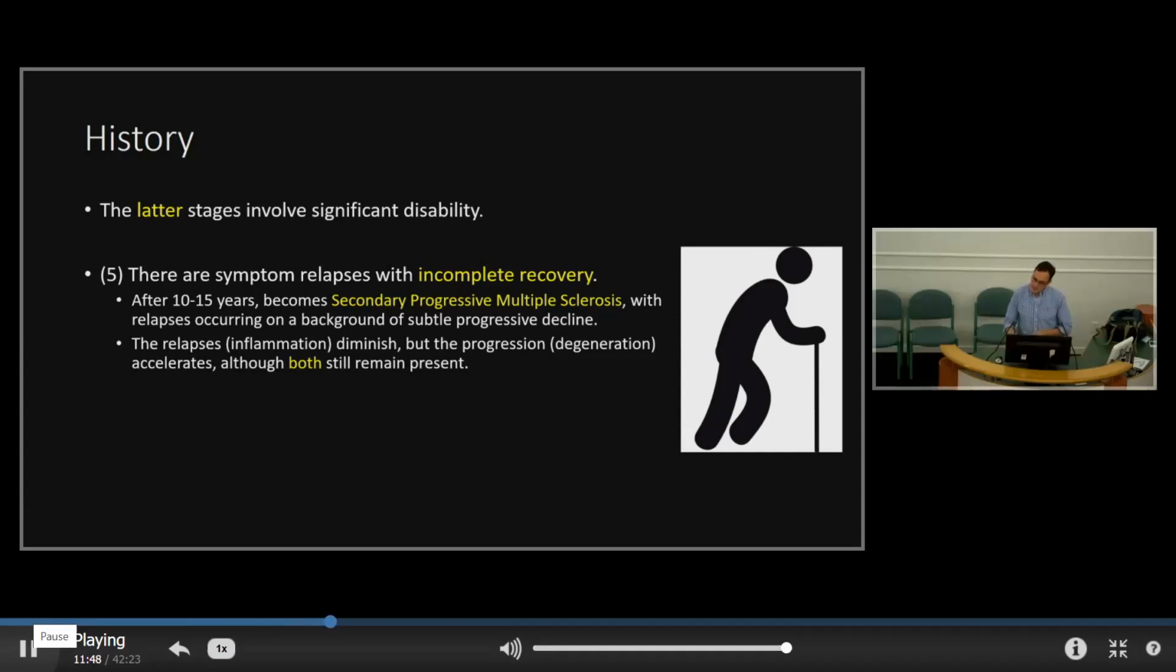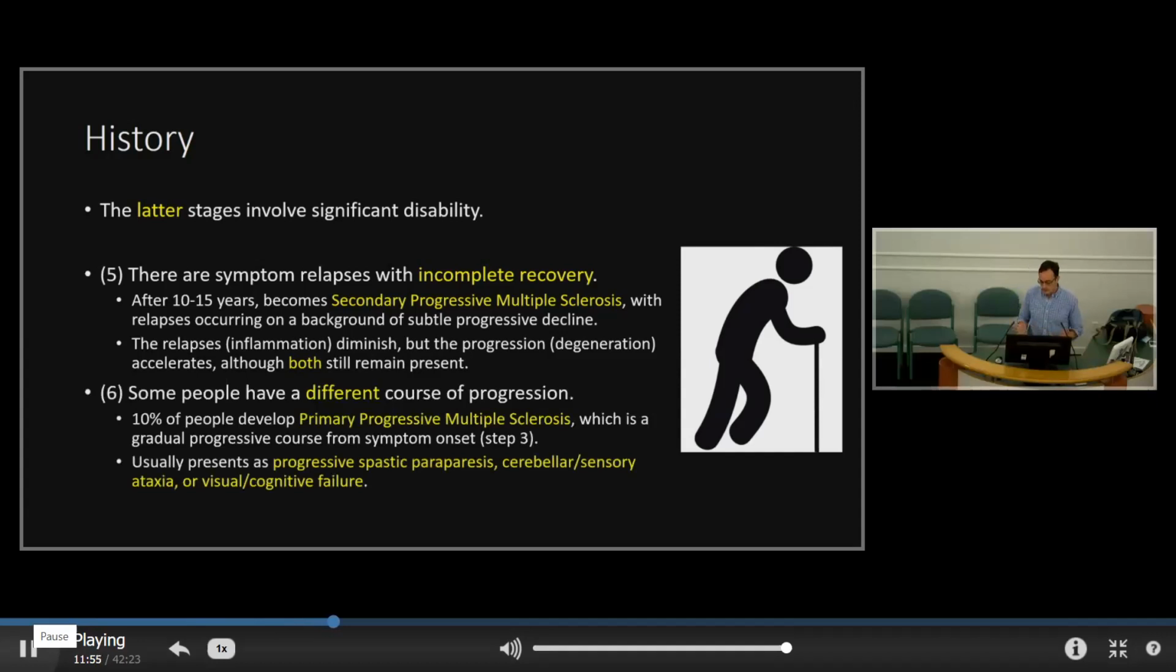Okay, so you can see how the MS changes. It morphs from one pathology more into another. Now, that's the usual course. There are always people who are different.